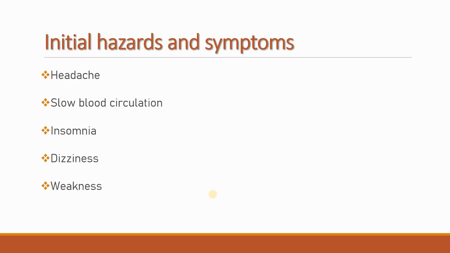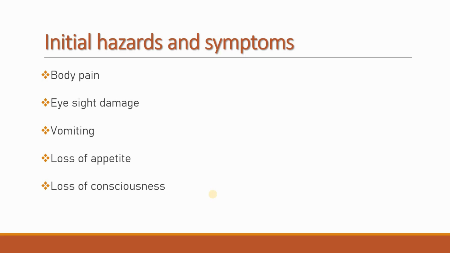Now, from lead there are some initial and later symptoms and hazards. Initially, a person exposed to lead may have a headache, slow blood circulation, insomnia or lack of sleep, dizziness, and weakness. A person may feel pain in the body, damage of eyesight, vomiting, loss of appetite, having no desire to eat, and loss of consciousness. These are all the initial symptoms which may arise from exposure to lead.